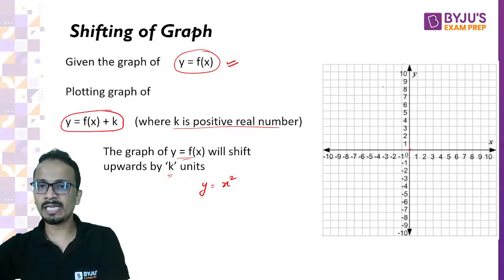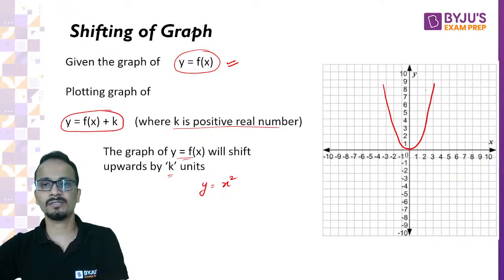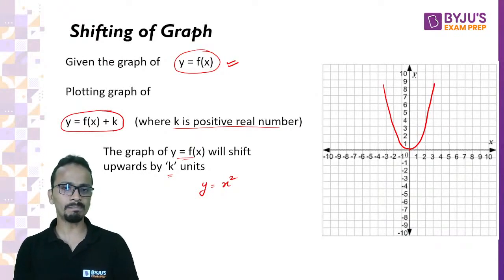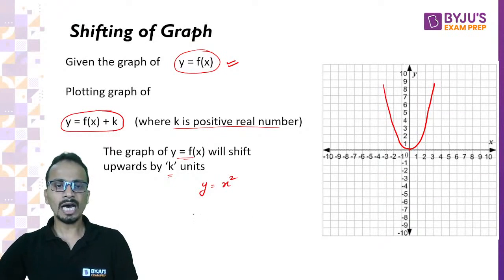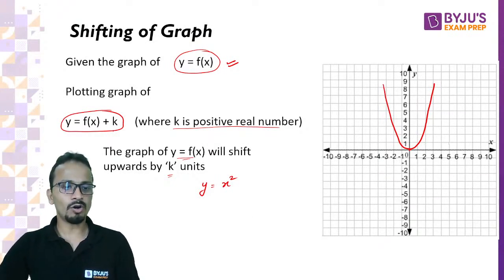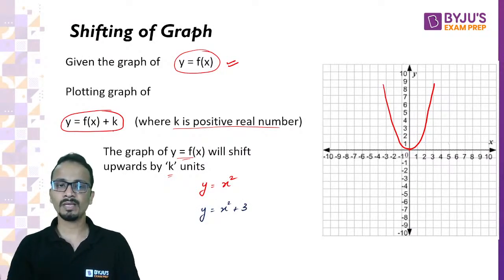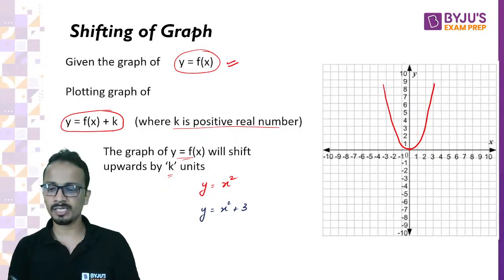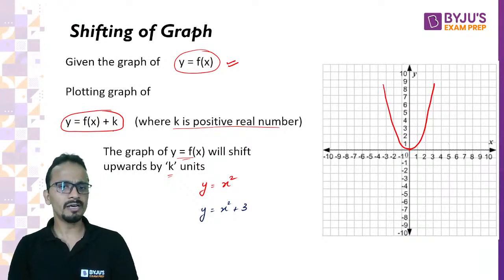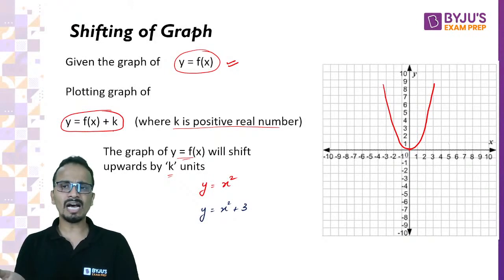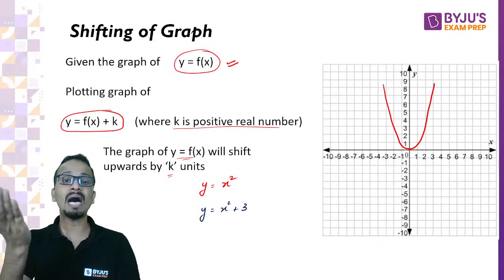So we have already seen that the graph of y equal to x square will be something like this, right? It will be an upward opening parabola passing through origin. Now, if you want to plot the graph of y equal to x square plus 3, the value of k here is 3. So this graph, the original red color graph, will shift completely by 3 units upwards.